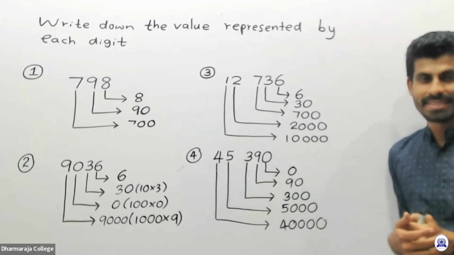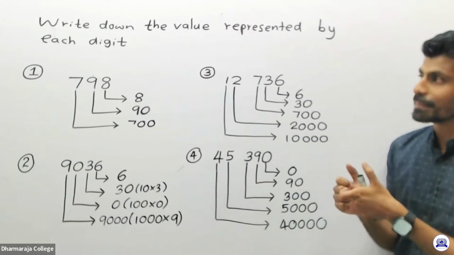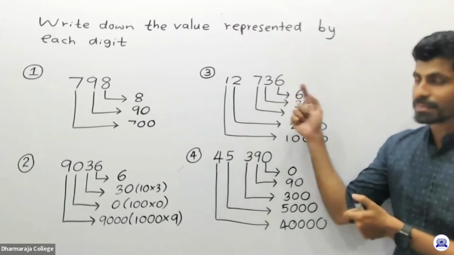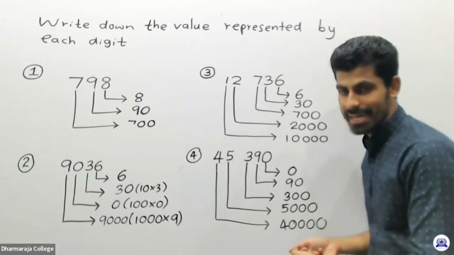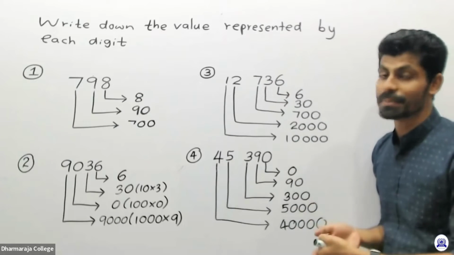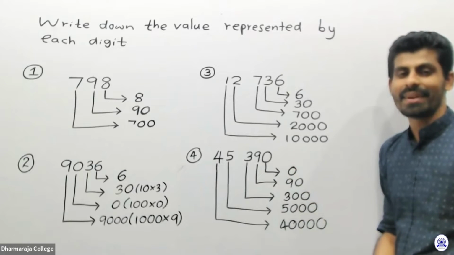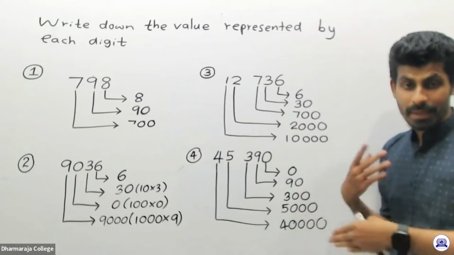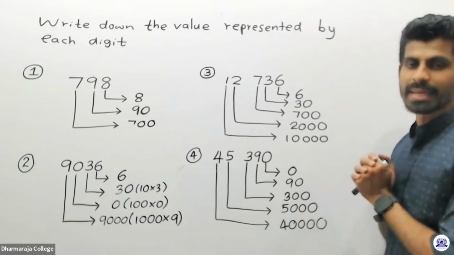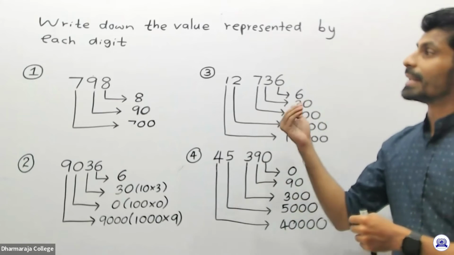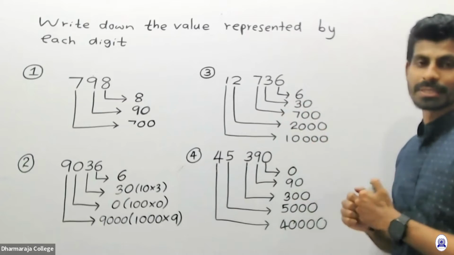That one is very easy. Then you can understand the pattern. Ones place, tens place, hundreds place, thousands place, 10,000s place. That's all. Shall we move to the next one? Very good. Just quickly note it down. Write down the value represented by each digit.